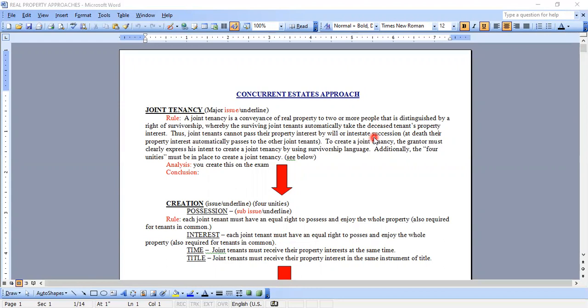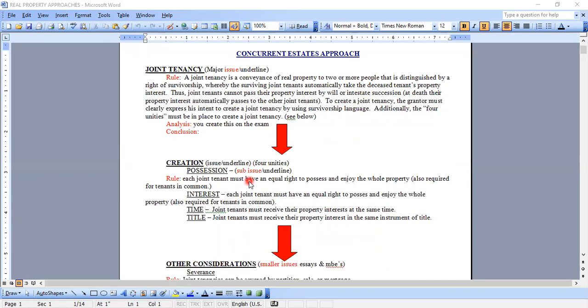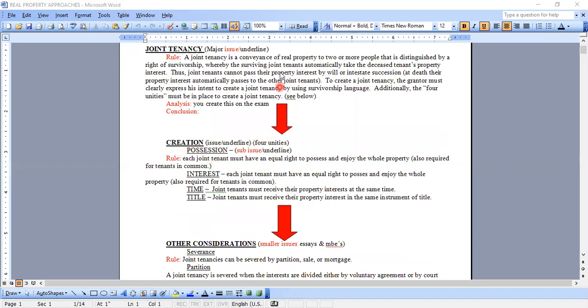To create a joint tenancy, the grantor must clearly express his intent to create a joint tenancy by using the survivorship language. And additionally, the 4 unities must be in place to create a joint tenancy. So in order to do a joint tenancy, you need the 4 unities, and the 4 unities are right here. And I like to remember them as PIT.